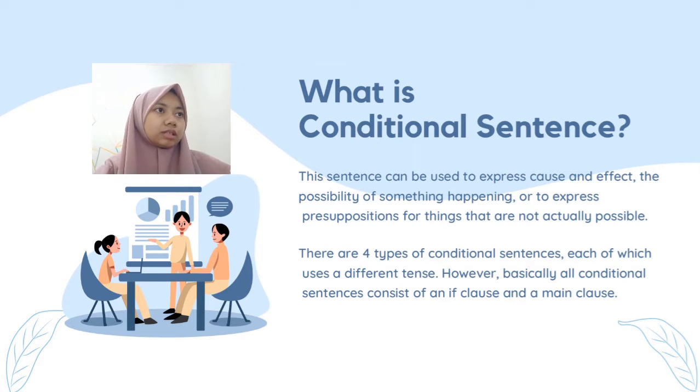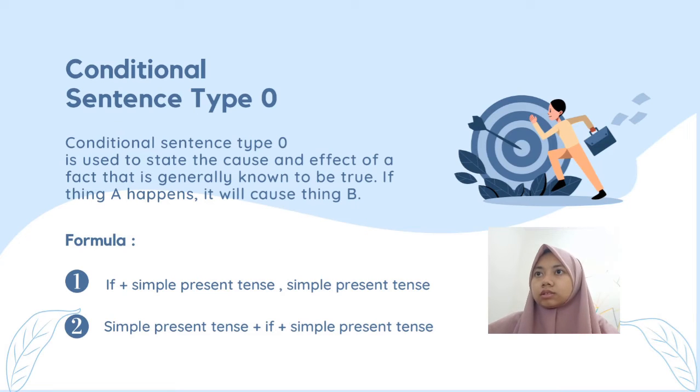What is conditional sentence? This sentence can be used to express cause and effect, the possibility of something happening, or to express presupposition for things that are not actually possible. And then there are 4 types of conditional sentences, each of which uses a different tense. However, basically all conditional sentences consist of an if clause and a main clause. For this one, conditional sentence type 0.